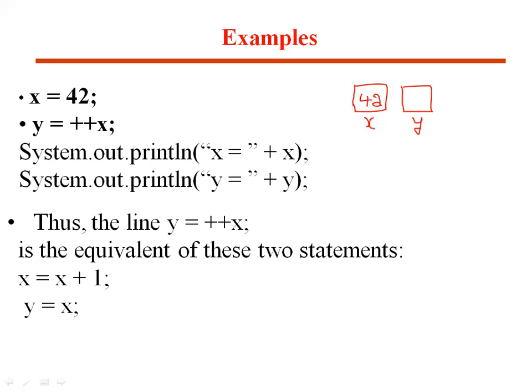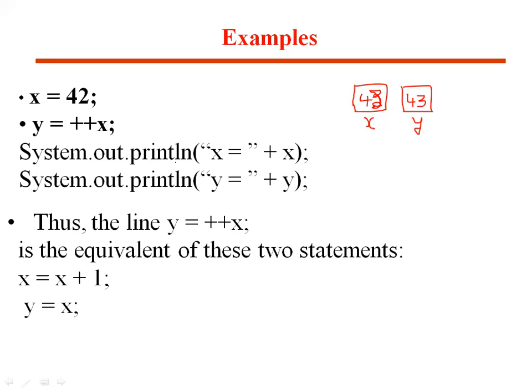So the x value is incremented. The x value becomes 43 here. First the x value is incremented, so x becomes 43. Then that 43 will be assigned to y. After incrementing, it is nothing but y is equal to x. So what will be the value of x? 43. That 43 is assigned to y, so y contains 43.